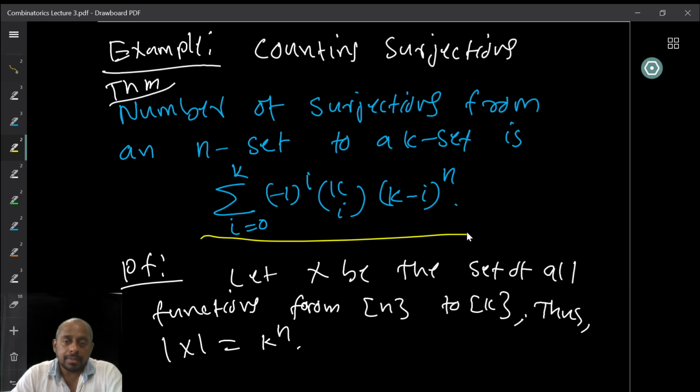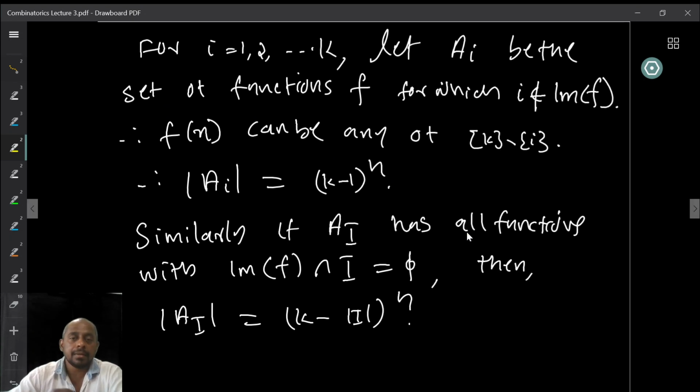So take a fixed element of the set 1 to k, let's say i, and say that I look at all the functions which map from 1 to n to 1 to k where i is not in its image. Therefore, it is not a surjection, right? So A_i, the small a_i, be the set of functions f for which i is not in the image of f.